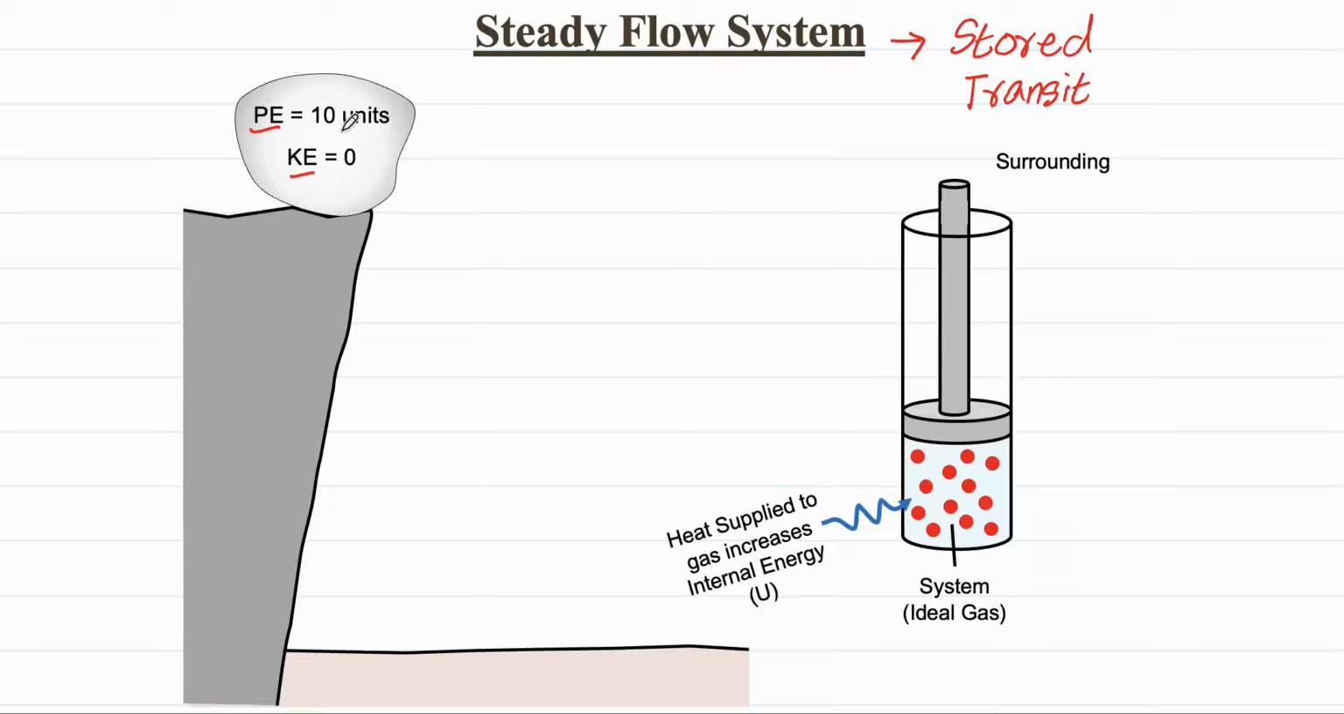If you see the rock which is on the cliff, initially it is at a higher height from the reference level or the ground level, so we can say reference or datum. From here it is at a height, so it is going to have a very high potential energy. Let's assume that it has 10 units. And it doesn't have kinetic energy as it is not moving.